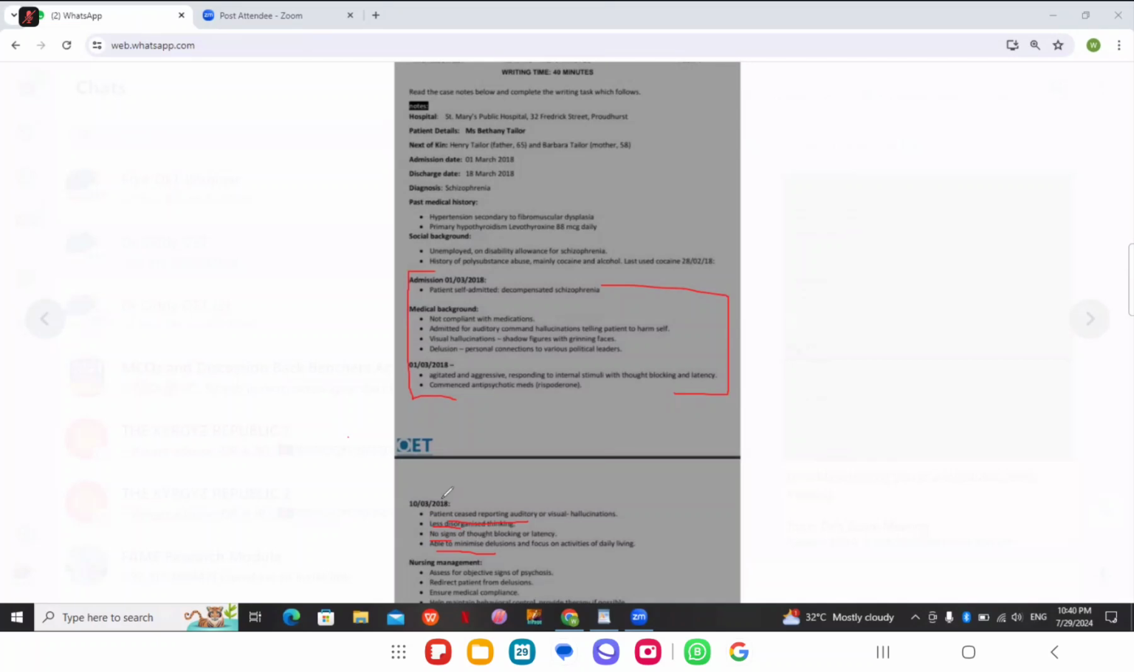And on the same date, what was the nursing management? They assessed the patient for objective signs of psychosis. We redirected the patient from delusions, then ensured medication compliance. All of this information is important.